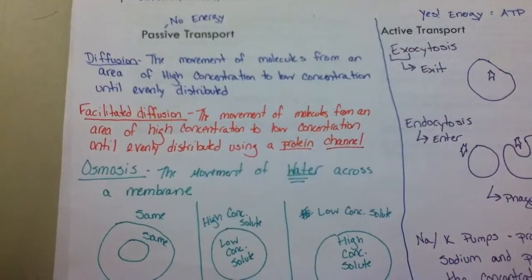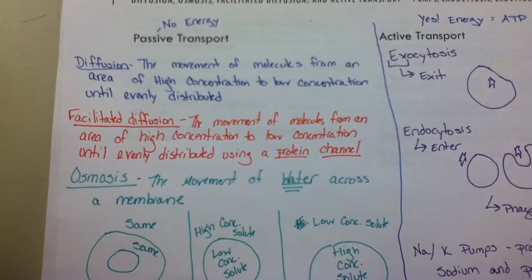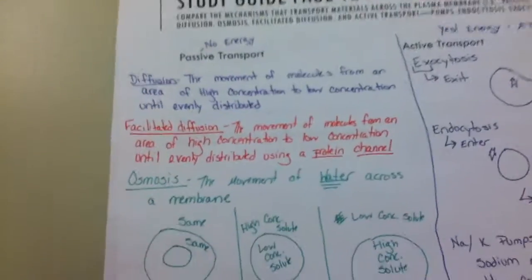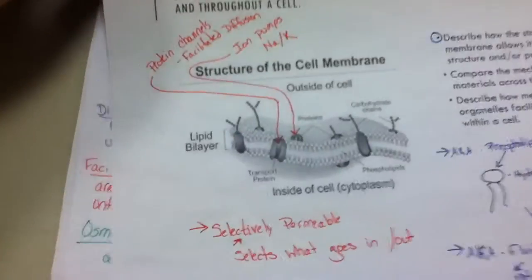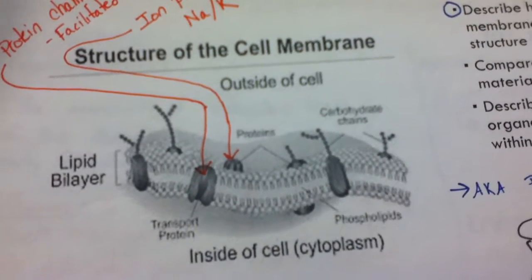In diffusion, the movement of molecules from an area of high concentration to low concentration until evenly distributed happens just across the cell membrane. It's not very complicated. The molecules are able to diffuse through the phospholipid bilayer.